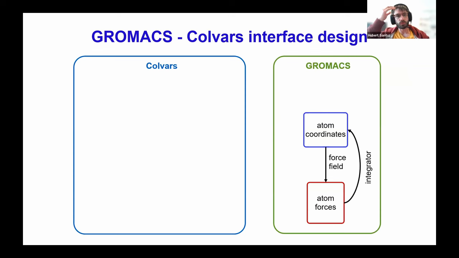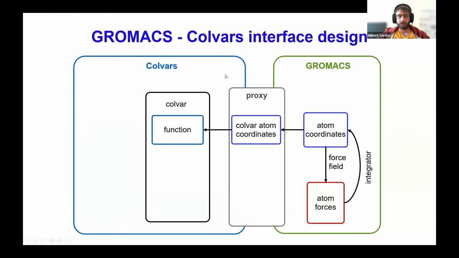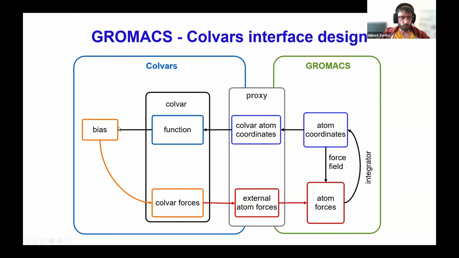How does the GROMACS Colvars interface work under the hood? Basically, you have your GROMACS standard MD loop, where you have your atom coordinates and you compute the atom forces through the force field. And with the integrator, you get the new coordinates. So this is a standard MD loop. Then when you activate a Colvars-based simulation, you retrieve a small set of atom coordinates, the Colvars atoms you described. And from these Colvars atom coordinates, you compute your collective variable, which can be, as Giacomo says, a distance, angle, and others. From these collective variables, you can compute a bias. And this bias will give you additional forces on these collective variables.